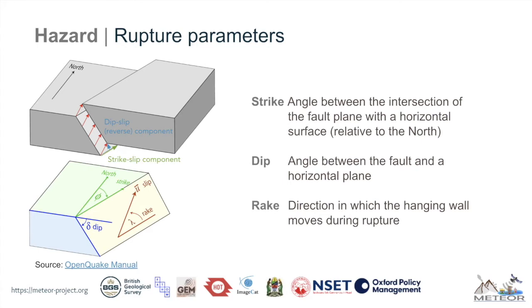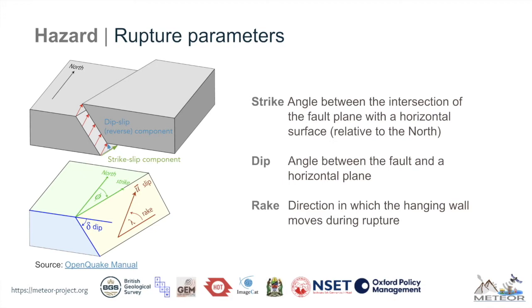The strike is the angle between the fault plane with the horizontal surface relative to north, as indicated in green on the figures to the left. The dip is the angle between the fault and the horizontal plane. This is indicated by blue.